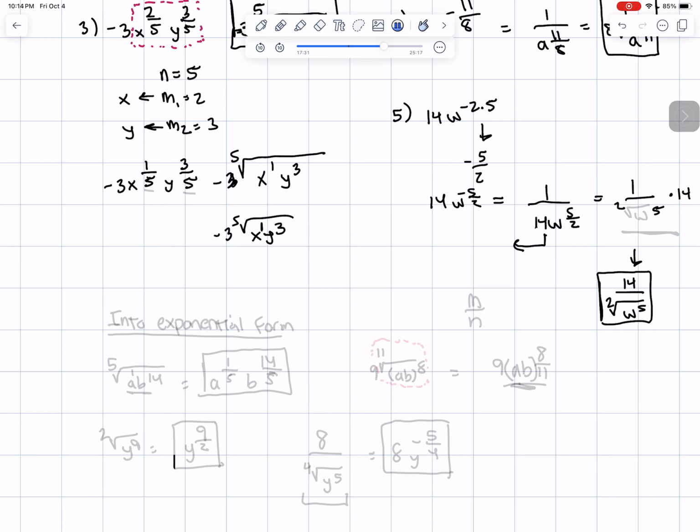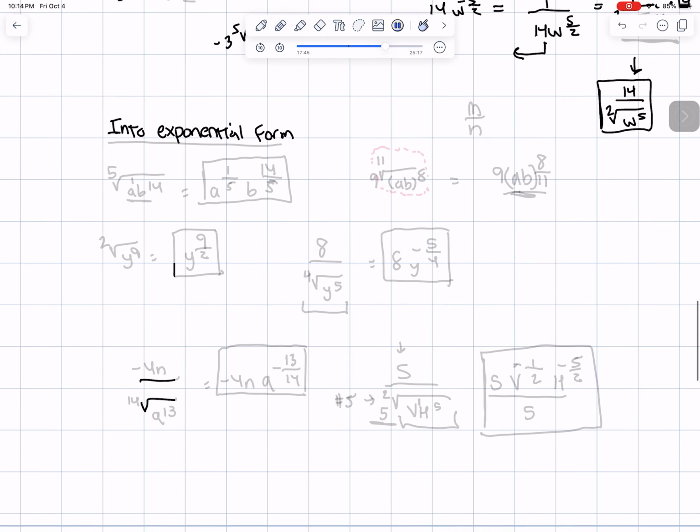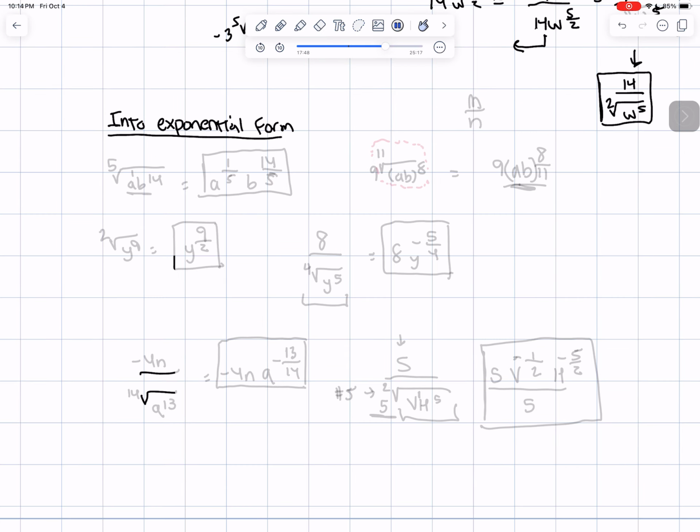Okay, what if we want to put it into exponential form? Let's do that next. So into exponential form. So let's do, I'm going to show 2 different examples, and I'm going to explain why they're done a certain way. So let's do this one, and let's do this one, and we'll walk through them.